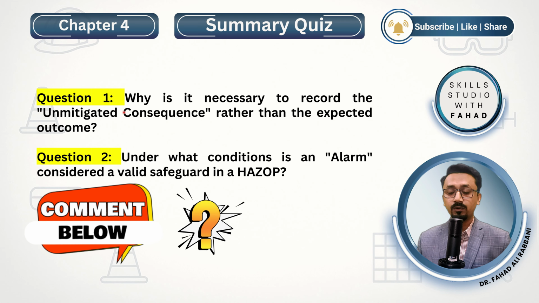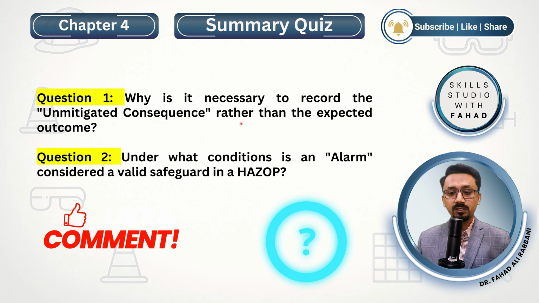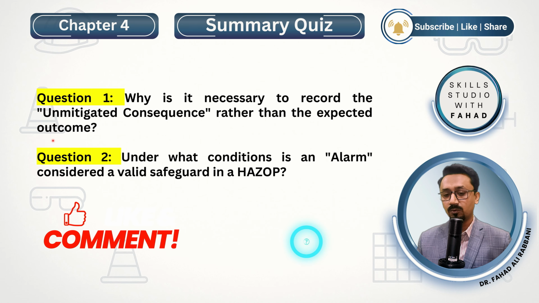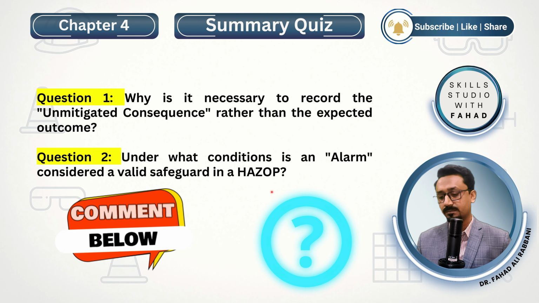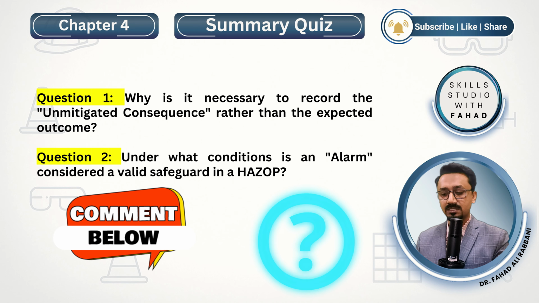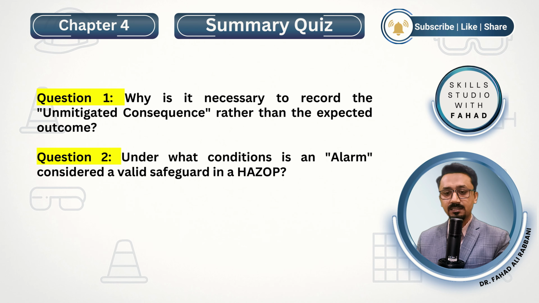Now there are two questions, you can answer them in the comment section, or you can see these questions for your interview or vivas. Why is it necessary to record an unmitigated consequence rather than the expected outcome? Question number 2. Under what conditions is an alarm considered a valid safeguard in HAZOP? So you can reply to these questions with chapter numbers in the comment section.